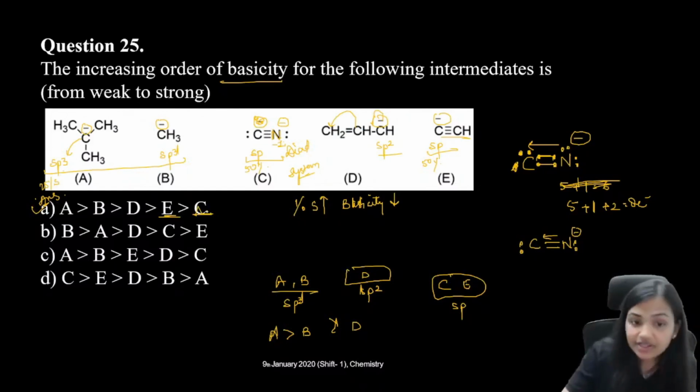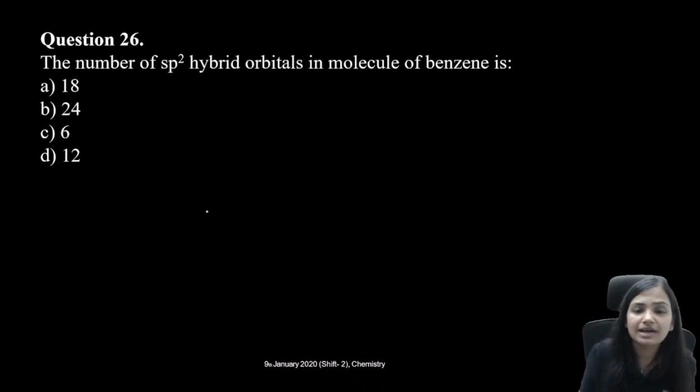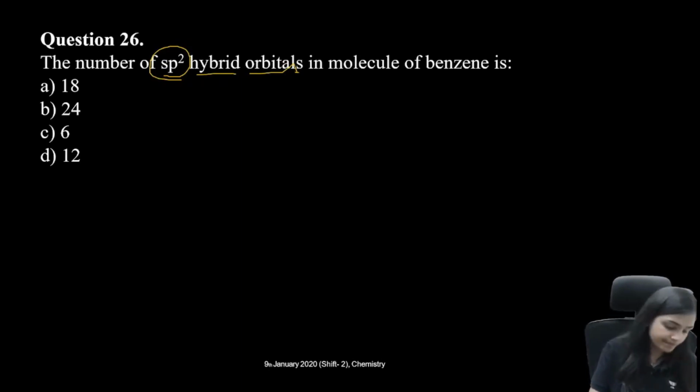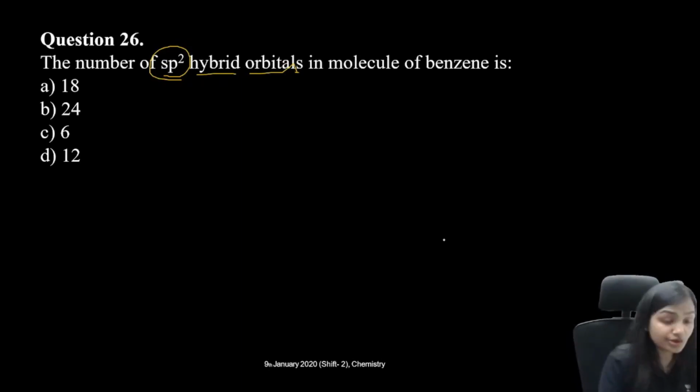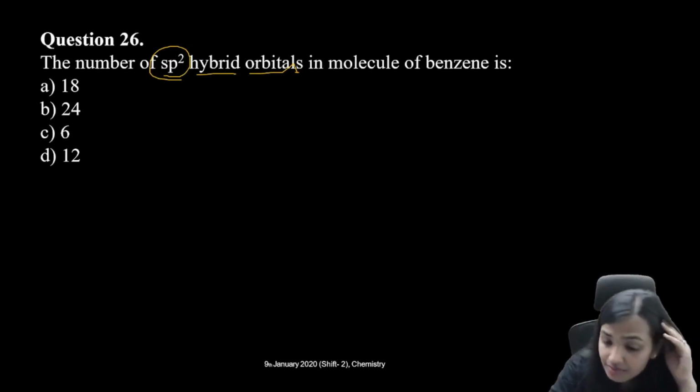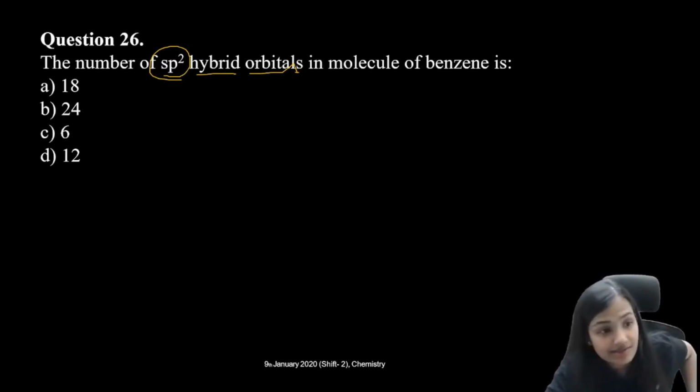Chaliye, now let's move ahead with another question. The number of sp2 hybrid orbitals in a molecule of benzene is? How many sp2 hybrid orbitals? Please focus on the question. How many sp2 hybrid orbitals in a molecule of benzene? This could be an integer type question as well. I am waiting for your answer. Shreya, Dhramesh, Gagan, I'm strongly expecting this answer from you.